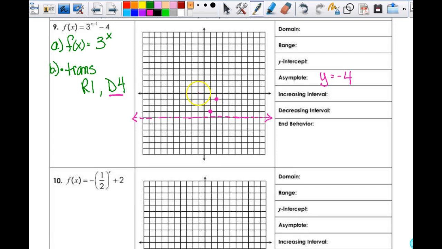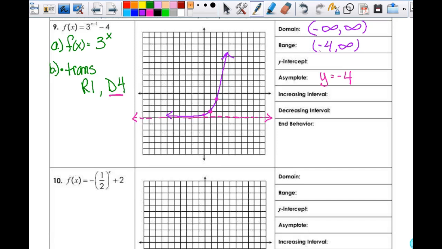Then I go to -1. Well, when x is -1 for my parent function, I'm at 1/3. Then from there, I'm going to go to the right 1 and down 1, 2, 3, 4. There's my new point. I've got 3 points graphed. That should happen every single time. And then it looks like this. So my domain, what's my domain going to be every single time? Negative infinity to infinity. My range is affected by a couple of things, the vertical translations, but also some of the reflections. But I know my y's start at -4 and go to infinity. I never include that because there's going to be an asymptote there.